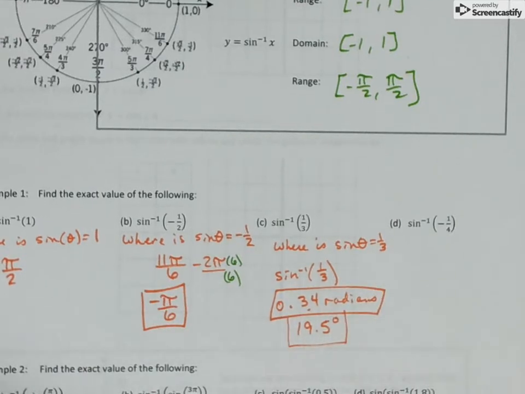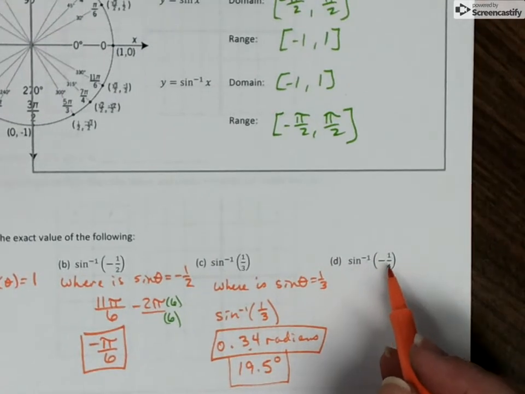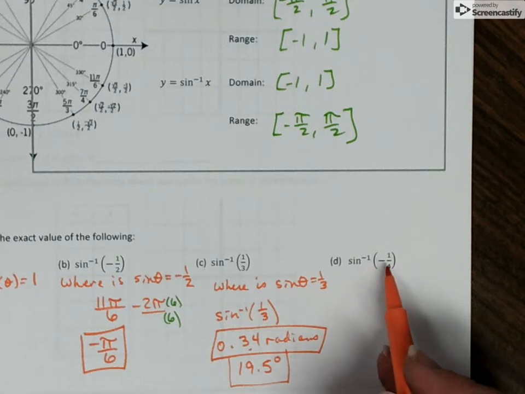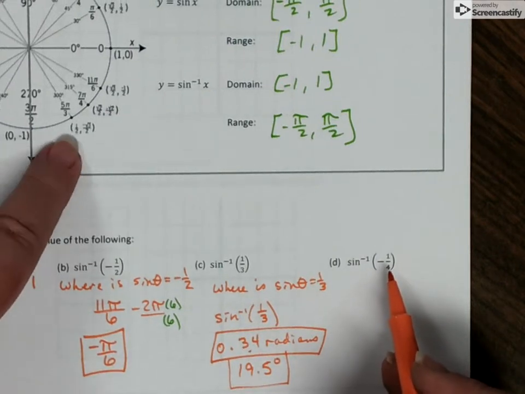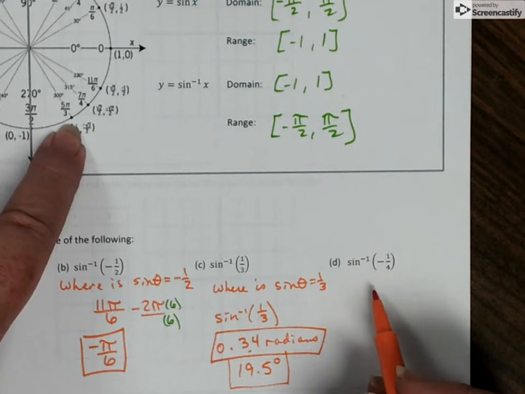That is another acceptable answer. Just make sure that you label your answer with whichever one it is, so you and I both know what we're looking at. Same thing for inverse sine of negative 1/4. Negative 1/4 would be in quadrant 4, so I'm looking for an answer that's going to be in quadrant 4.